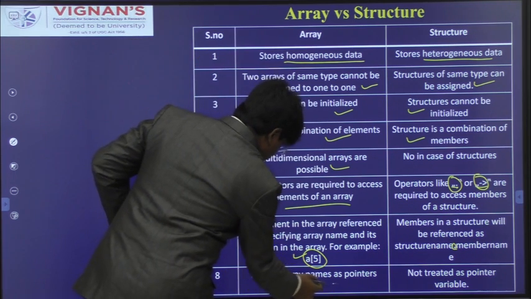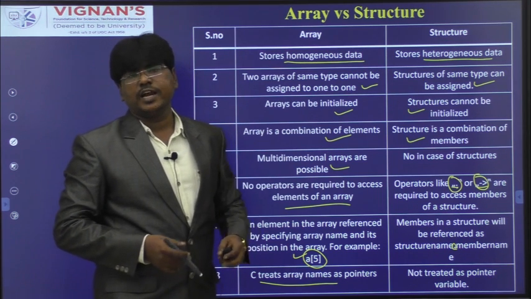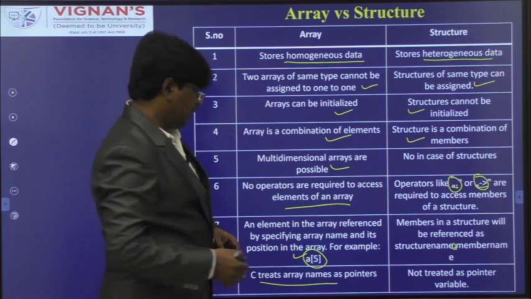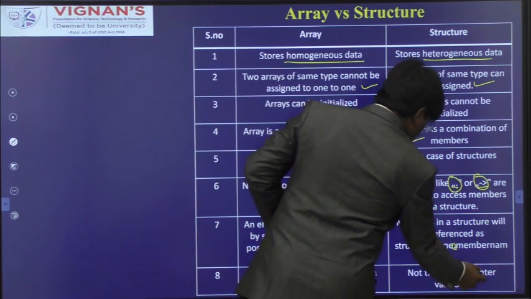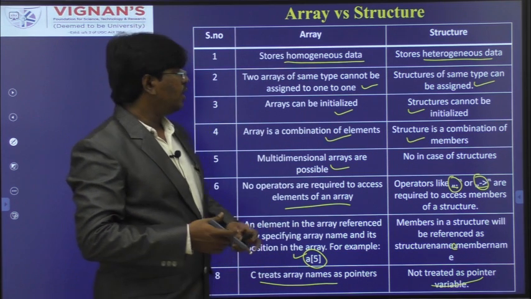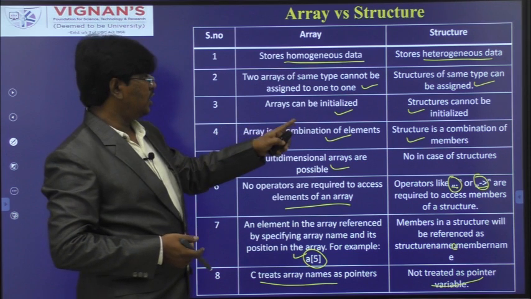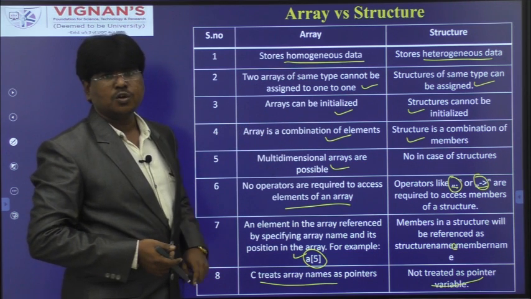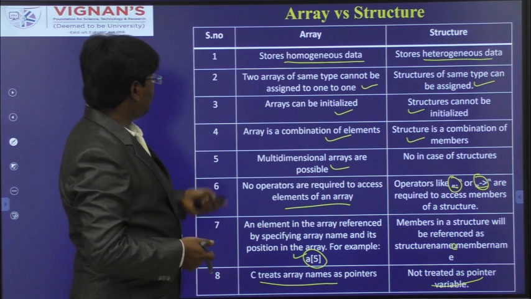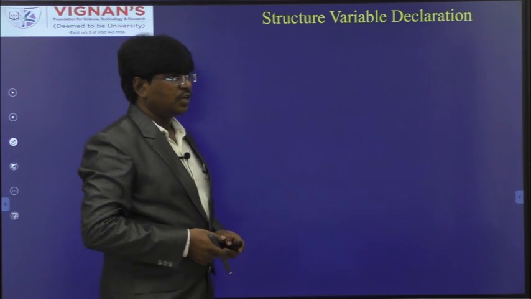And coming to arrays, C treats array names as pointers. The C language treats the array name itself as a pointer, but it is not treated as a pointer variable. These are the basic important differences between array and structure, and it is very, very important for short answer questions.